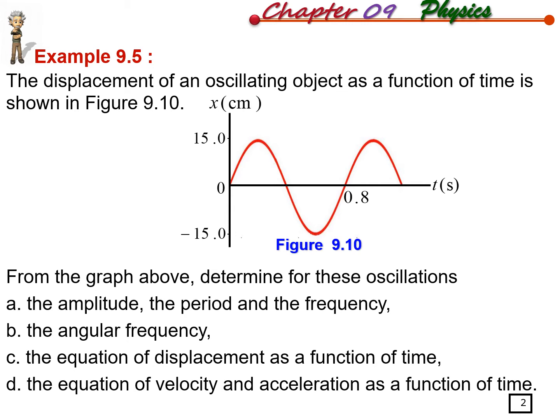So over here it starts from 0. You have a positive amplitude and then goes down to a negative amplitude and it returns back to 0 at 0.8. So that will be the period. Once we have the period, we can calculate the frequency.